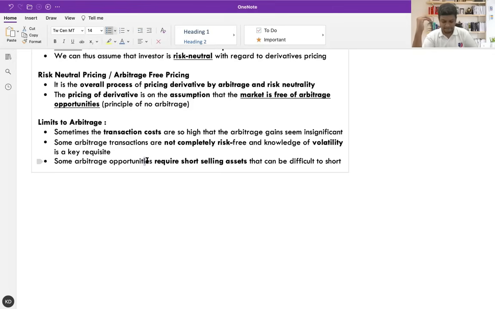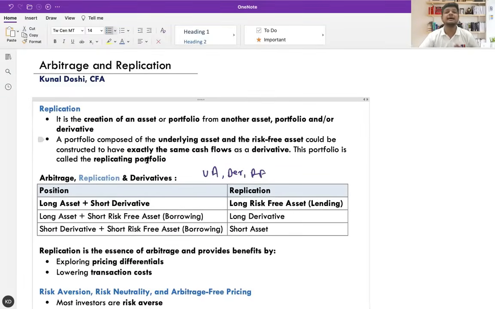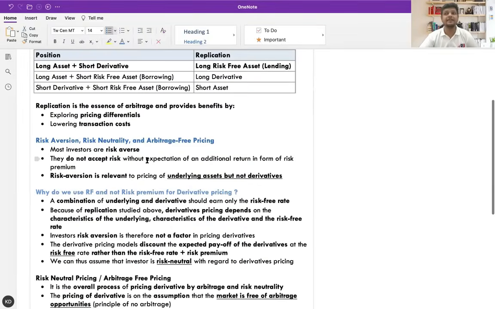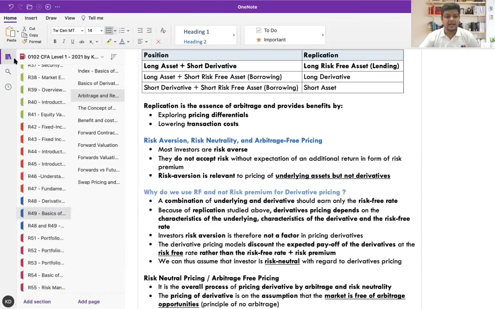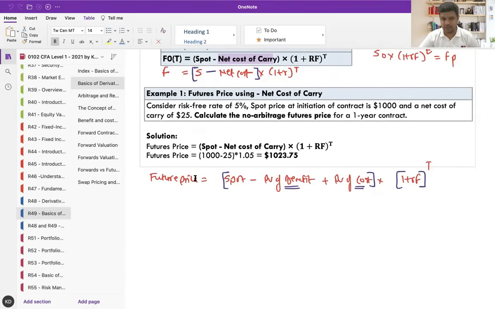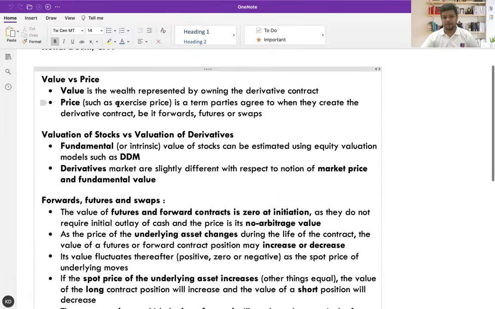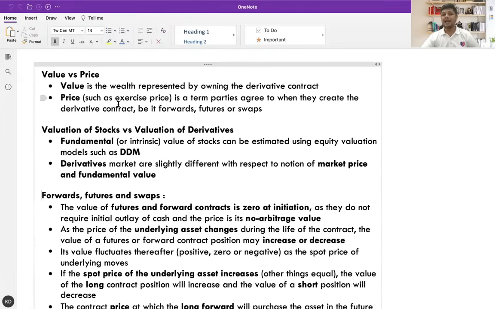Is that clear? Correct. So constantly for the last 35-40 minutes, I'm yelling one point, that derivatives means discounting with the risk-free rate of return. And what you just derived here was nothing but the price of the futures, right? But there's a difference between price and value. What is that? Value here means how much you will create from taking a position in derivatives. What are the positions you can take in derivatives? You can take a long or a short position, right?